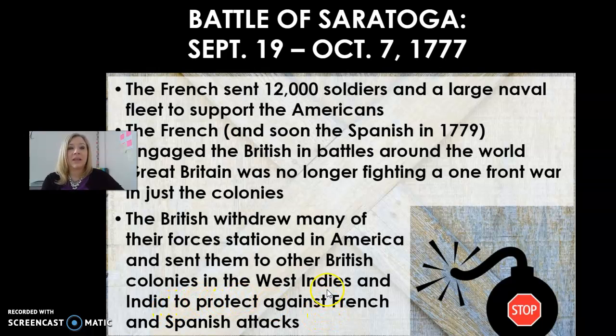So this is definitely a ploy. This worked in the American colonists' advantage. Had it not been for this, who knows what could have happened. But because the British were basically fighting from different sides in the West Indies, in India, protecting themselves from the French and Spanish attacks, some of their attention went there instead of the American colonies.